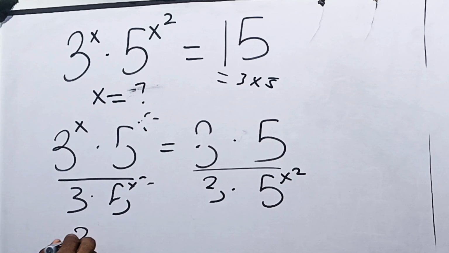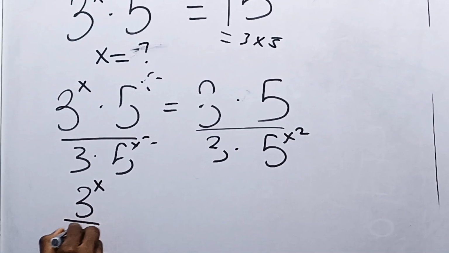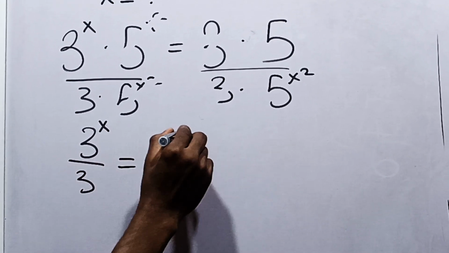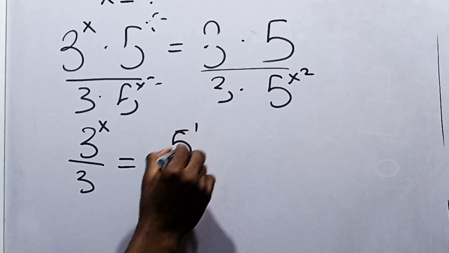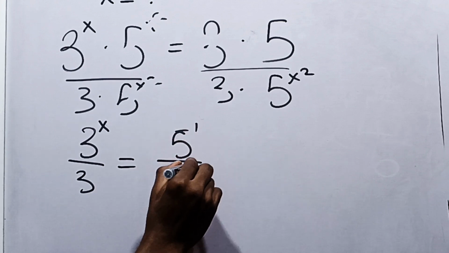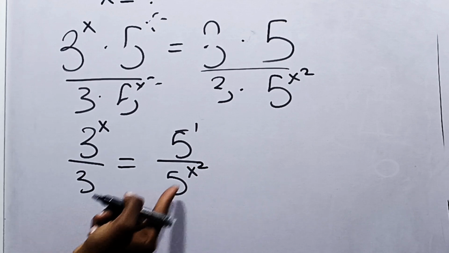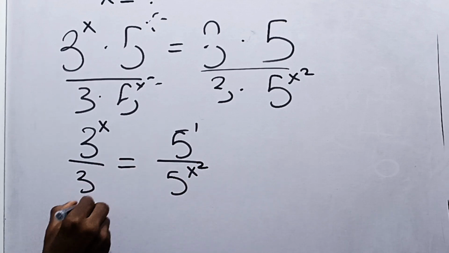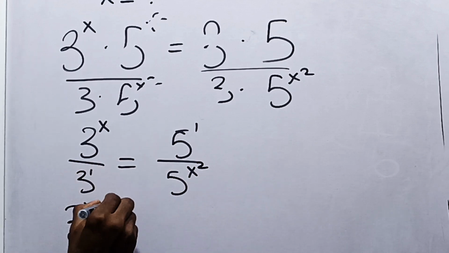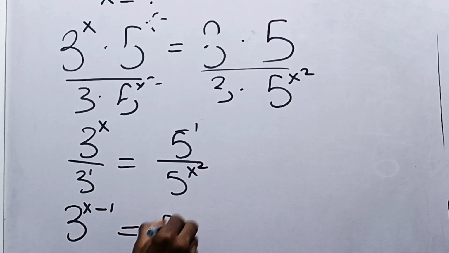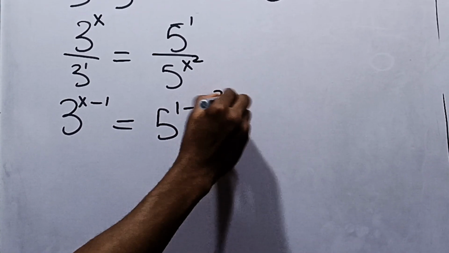So that we're left with 3 raised to the power of x divided by 3 is equal to 5 raised to the power of what? 1 divided by 5 raised to the power of what? X squared. Alright? Now, when you have something like this, subtract the power. So we have 3 raised to the power of x minus 1 is equal to 5 raised to the power of 1 minus x squared.